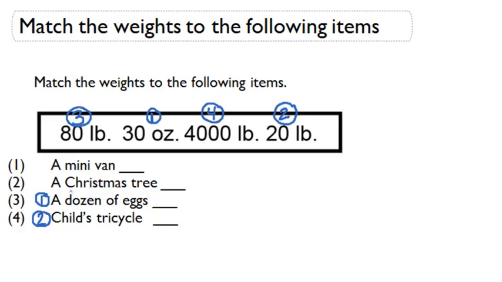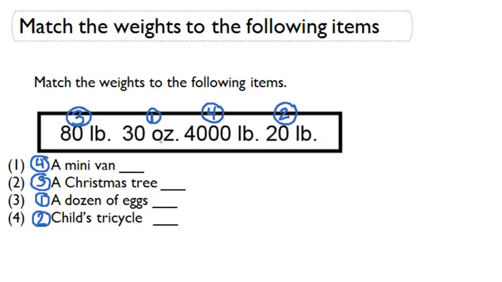The next item on our list is going to be a Christmas tree. A Christmas tree is going to be smaller than a minivan since you're going to probably put that Christmas tree on the roof of a minivan. So let's label this with a 3. And again, that's going to leave our biggest item with the 4. Now that I know what my biggest and smallest items are and my biggest and smallest weights, I should be able to fill in my answers using these number coordinations.